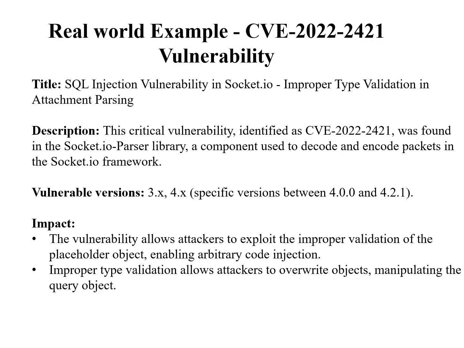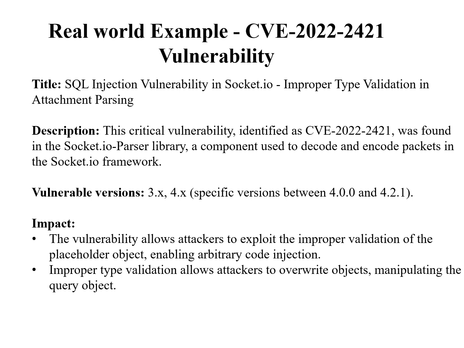For the real-world example, I have chosen the CVE-2022-2421 vulnerability. It was identified in the socket.io-parser library, a key component of the socket.io framework used for real-time communication. This vulnerability is improper type validation in attachment parsing, and it impacts several versions of the library, namely those under 3.x or 4.x. The significance of this vulnerability cannot be overstated.